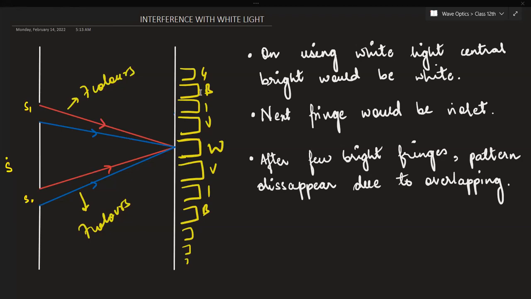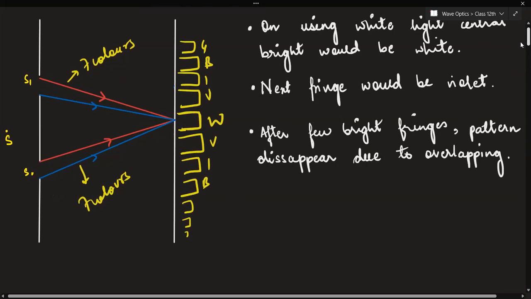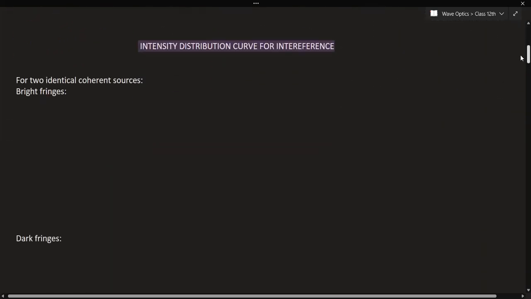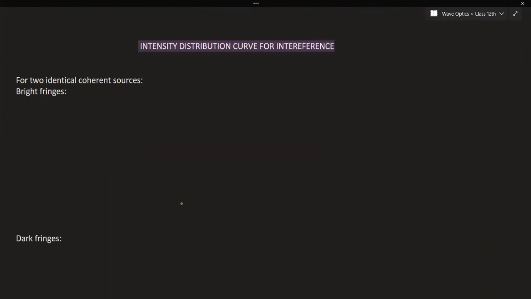Yes, that is not necessary for white light. It can be formed because of any light. That is not necessary. We are just studying the specific case if it is for the white light.